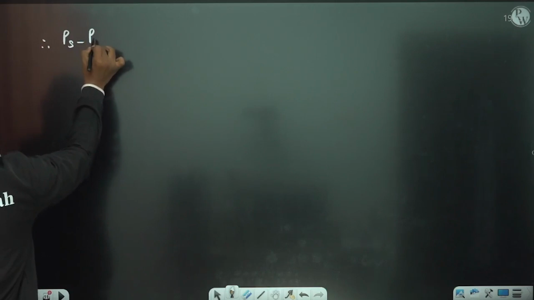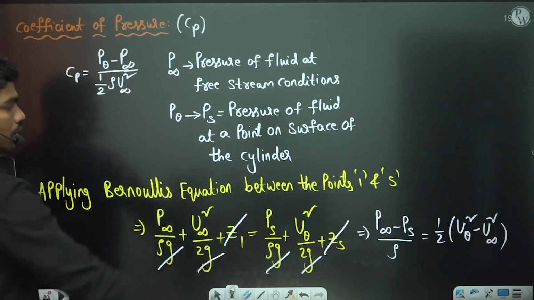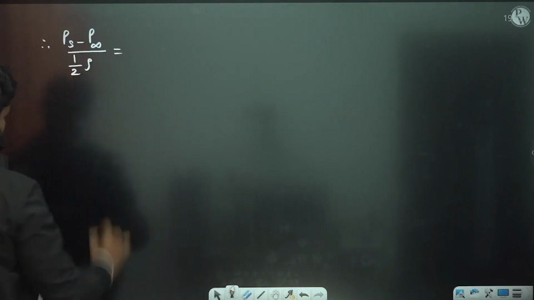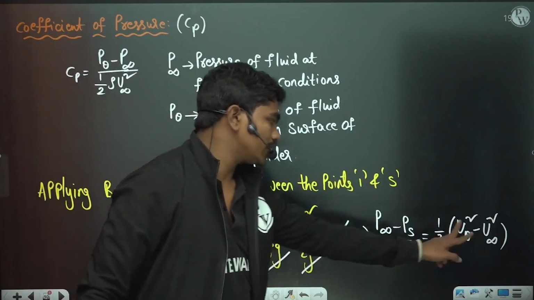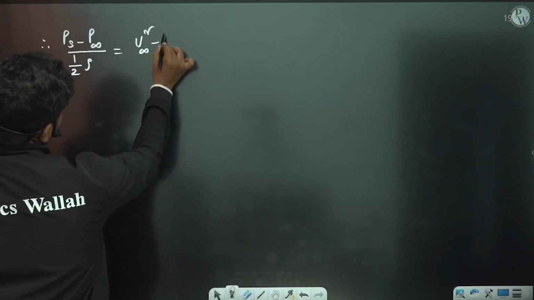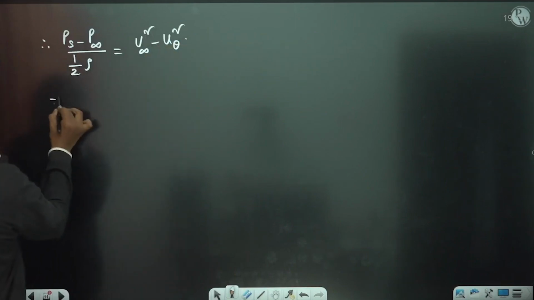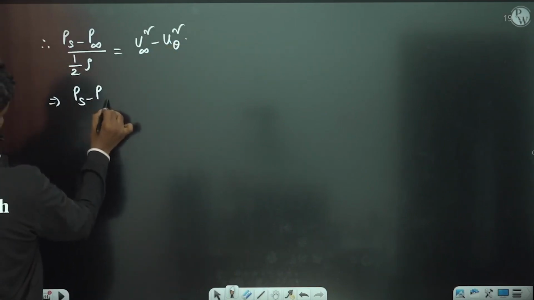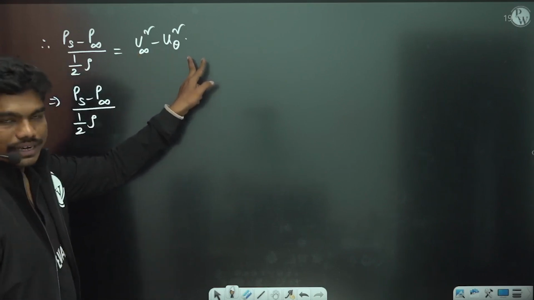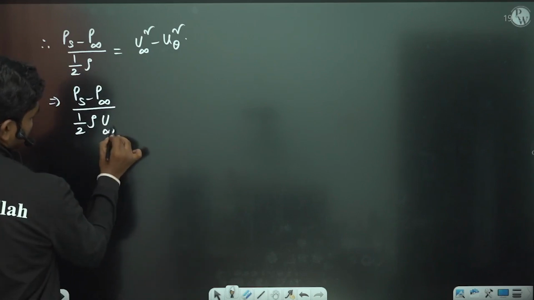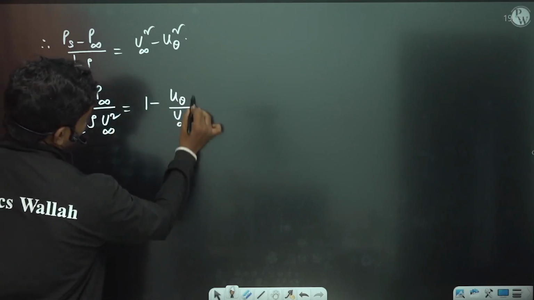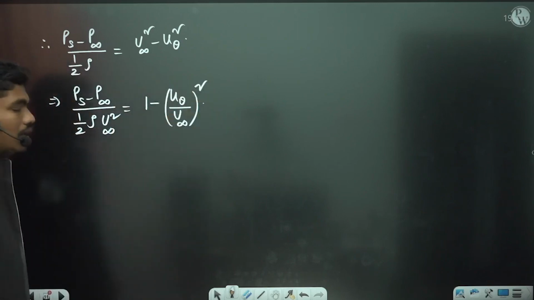Ps minus P infinity by half, if you bring the half to the bottom, this is equal to, since you swapped these two terms, they should also be swapped: u infinity square minus u theta square. So Ps minus P infinity by half rho. From these two terms, if you take u infinity square common, this becomes 1 minus (u theta by u infinity) whole square. So this is the expression for the coefficient of pressure.